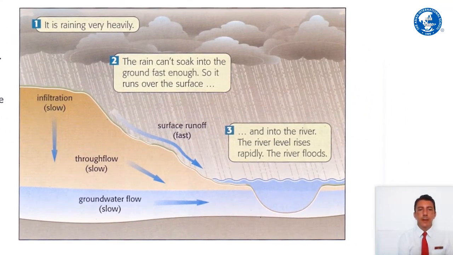Let's look more closely again at this diagram. So number one, it's raining very heavily. Two, the rain can't soak into the ground fast enough, or perhaps the ground is already too wet to take in any more water, so it runs over the surface. It flows into the river, the level rises, and it floods.